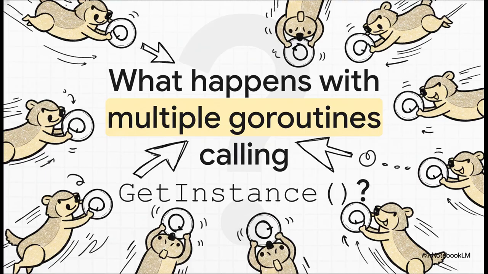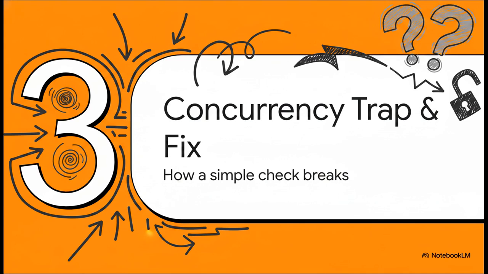This code looks perfectly fine, but it's hiding a fatal flaw, especially in a concurrent language like Go. What happens if 2 or 5 or 100 Go routines all call getInstance at the exact same microsecond? And here's the big twist in our story.